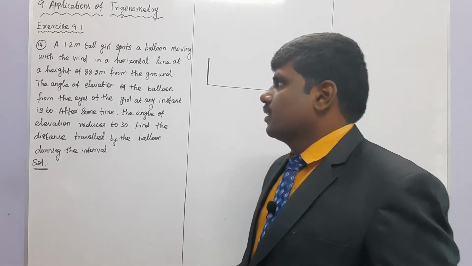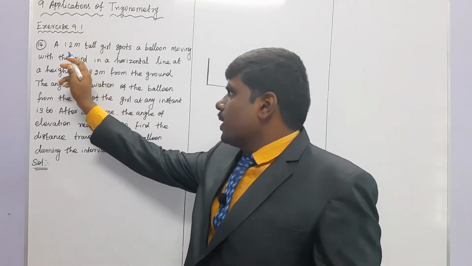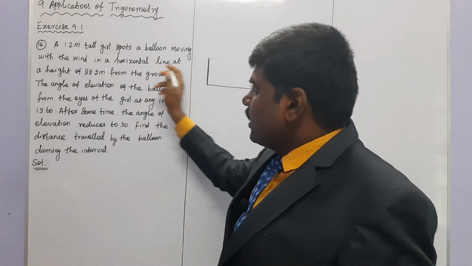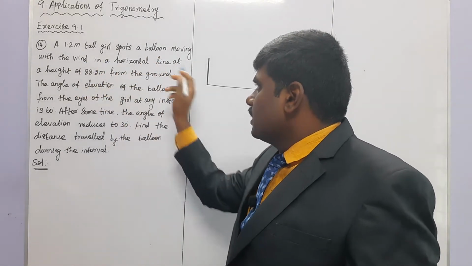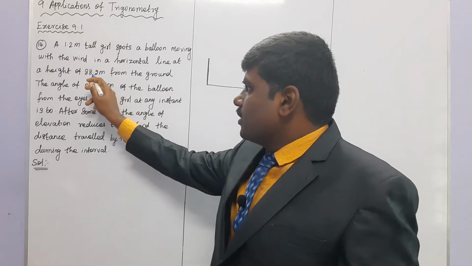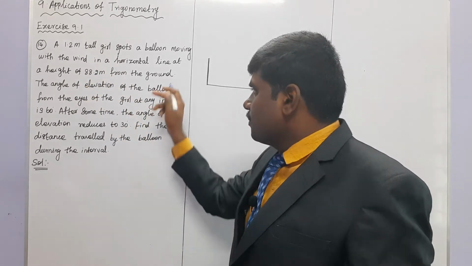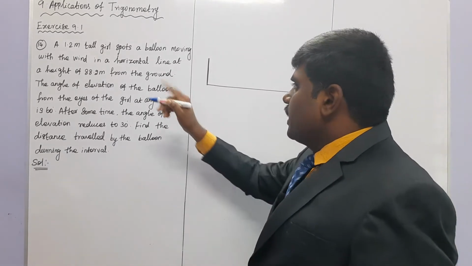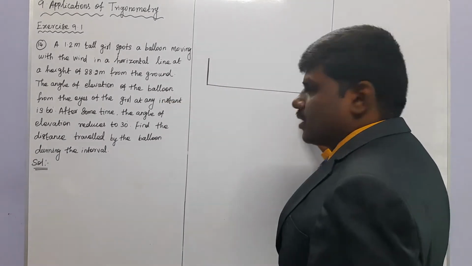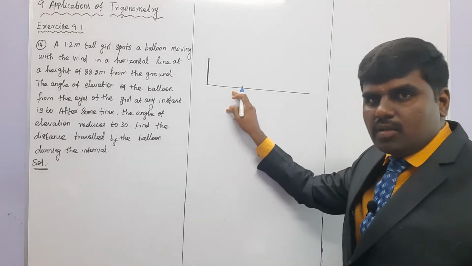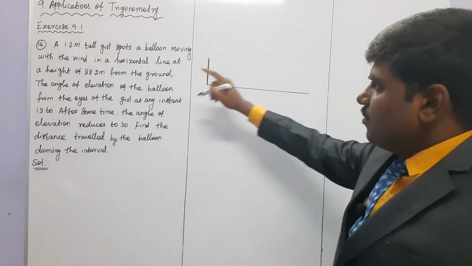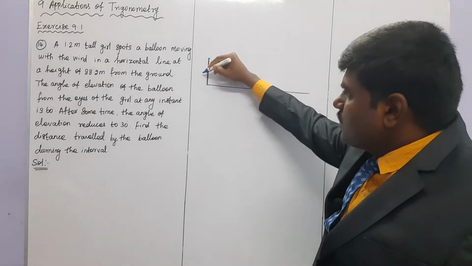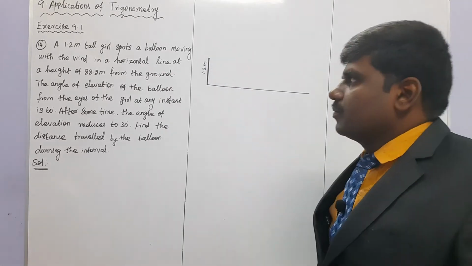A 1.2 meter tall girl, and a balloon is moving with the wind in a horizontal line at a height of 88.2 meter from the ground. What is the meaning? Let's assume this is the ground. The girl is standing vertically on the ground, and her height is 1.2 meter.